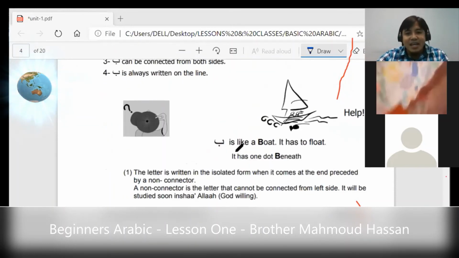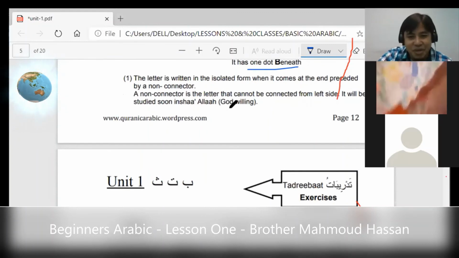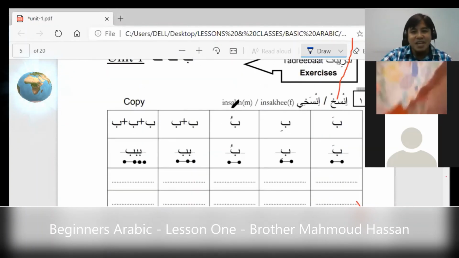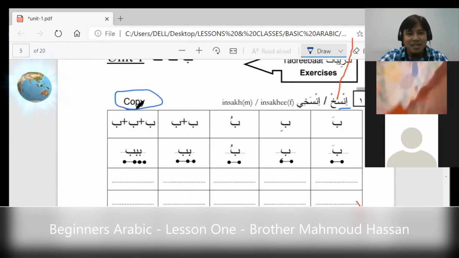Ba is like a boat. It has to float. It has one dot beneath. Okay, so we know that already. Your exercise is saying here, insakh, that is for the male. I am commanding a male to do insakh. What is insakh? It means copy. For the female, I will say insakhi, copy.